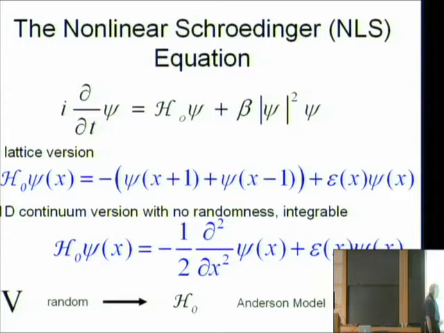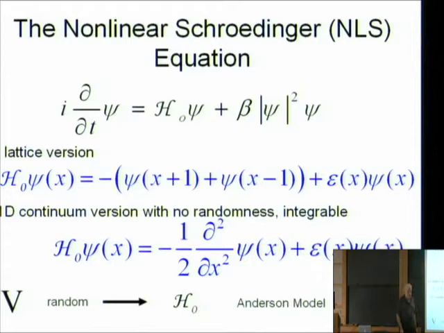Now, when we started to look at it, the naive argument was that this should obviously localize. And why should it be localized? Let's assume it does not. So there is spreading. And if there is spreading, this term becomes small, because this equation conserves both the norm and the energy. So this term becomes small, so it should be negligible. And then in the end, you get localization, because of what we know about Anderson theory.